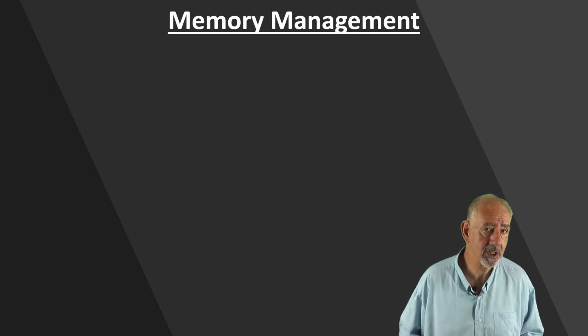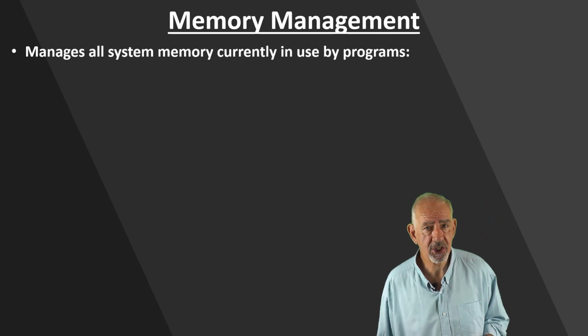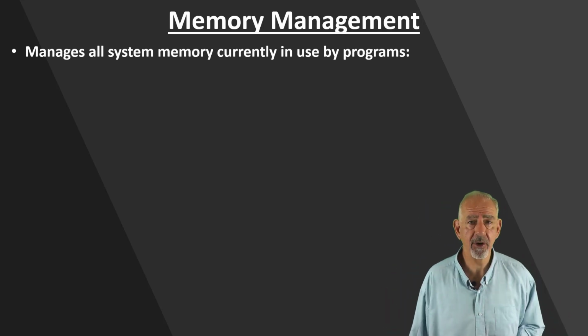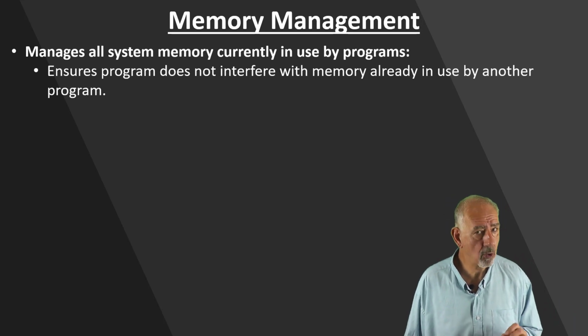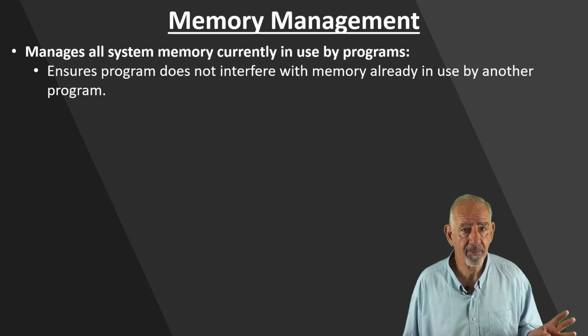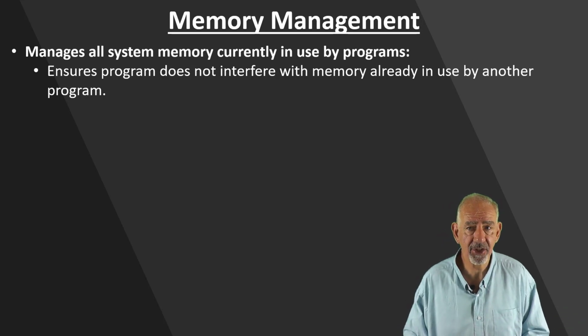So the other thing a kernel and an operating system may do is deal with memory management. When you have many processes competing for limited resources, this is quite an important thing to be done. We have to manage that memory because, of course, all processes want memory. That's their lifeblood and how they work. The operating system manages all the system memory that's currently in use by the programs. It makes sure the program does not interfere with memory that's already in use by another program. Otherwise, you'd have all sorts of conflicting things going on.